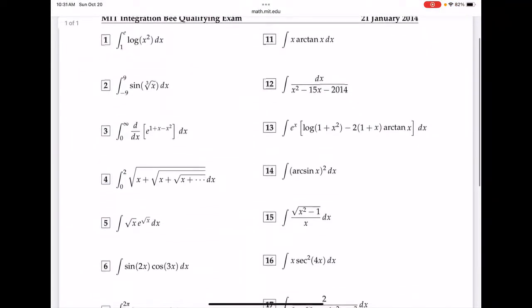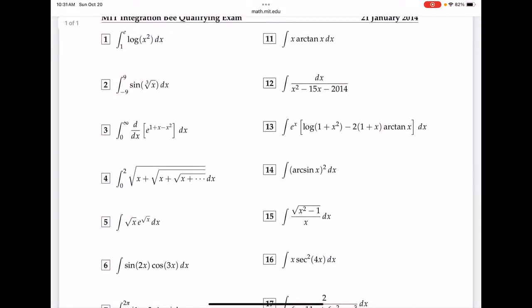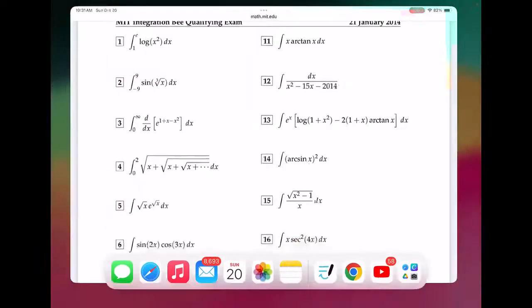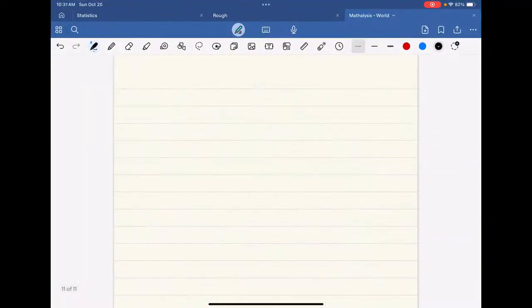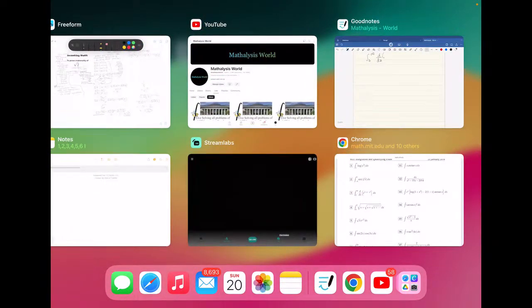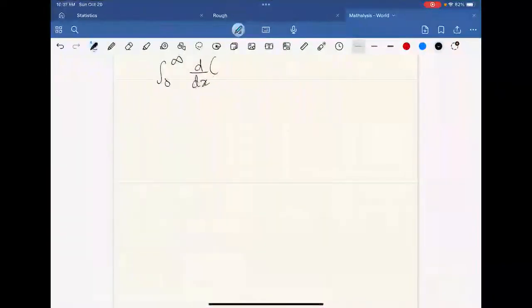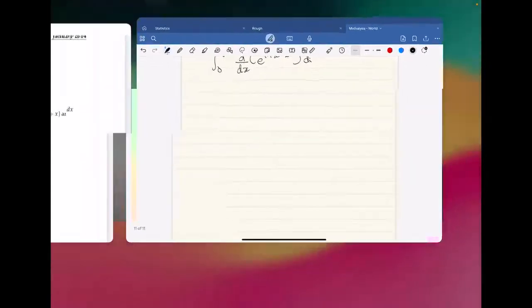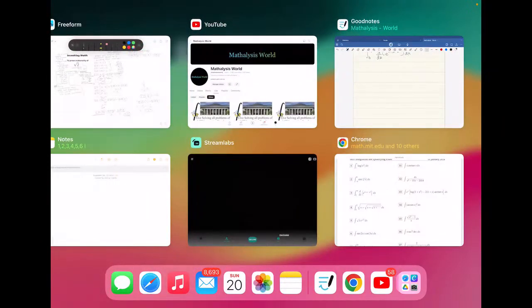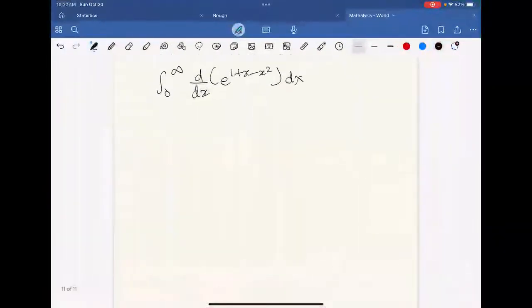The next one is about the integral from 0 to infinity of e to the power 1 plus x minus x square, and then there's a dx. The integral from 0 to infinity of e to the power 1 plus x minus x square dx.